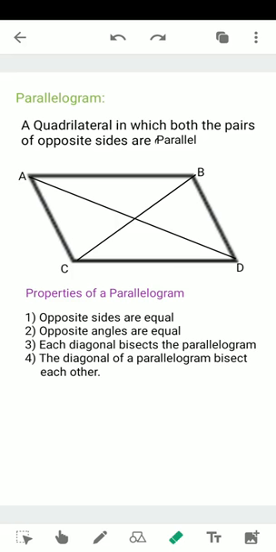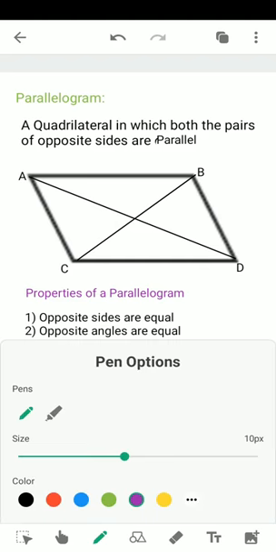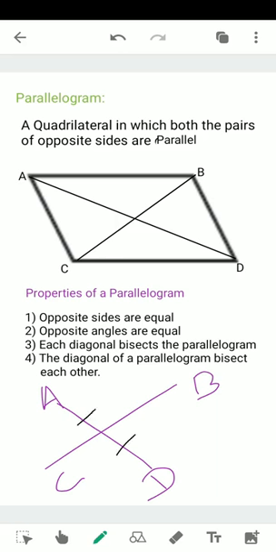The fourth property reads: the diagonals of a parallelogram bisect each other. In the diagram, the diagonals are meeting like this: A, B, C and D. The fourth property tells us they will bisect each other. That means this part will be equal to this part, and similarly this part will be equal to this part. This is the meaning of the diagonals of a parallelogram bisecting each other. As I've told you, bisecting means dividing into two equal parts. Remember, the word equal is very important when we are discussing bisecting something.